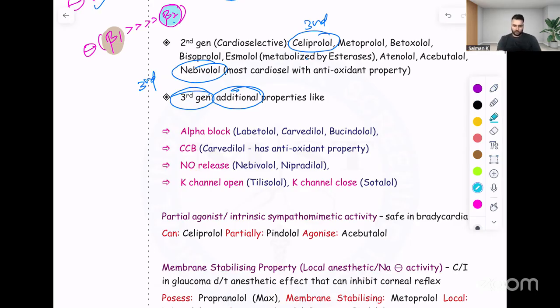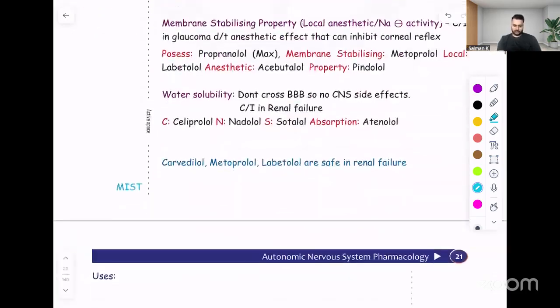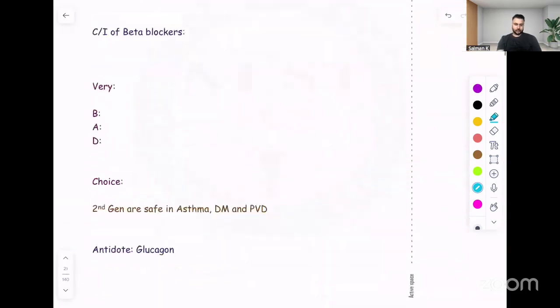So now that we have said these things here, more than the uses, what they will ask you in the exam is the side effects. I mean, where you should not use them. The mnemonic, very bad choice. Please refer to that. Remember this.